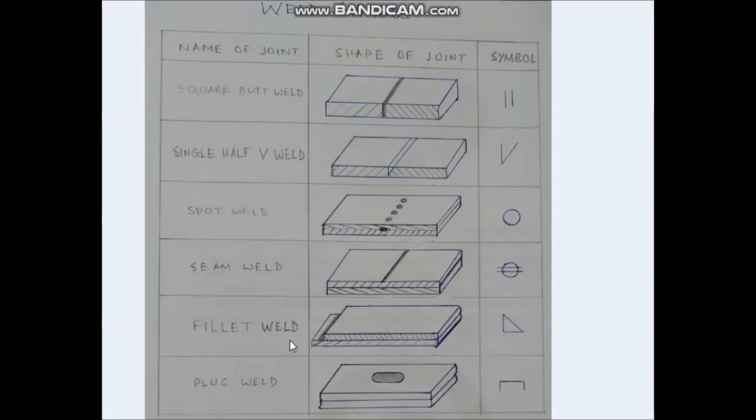Next is fillet weld. For fillet weld, you see this is plate number 1 and this is plate number 2, and welding on this side has been done, and this is the symbol, just a right angle triangle, of fillet weld. Next is plug weld. See, on the upper plate, there is a hole or a slot, and then these two plates are placed overlapping each other. Then with the help of welding, you fill this slot with weld material, and this is the plug weld, and this is the symbol of plug weld.